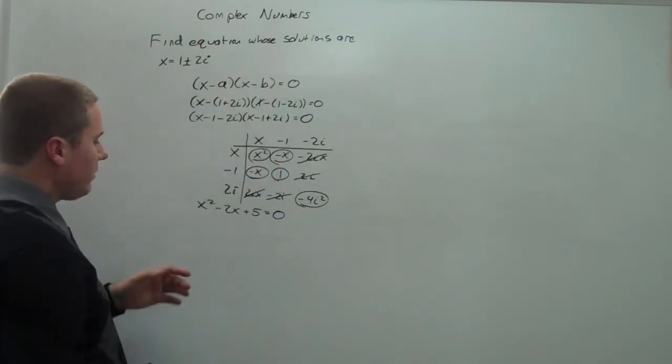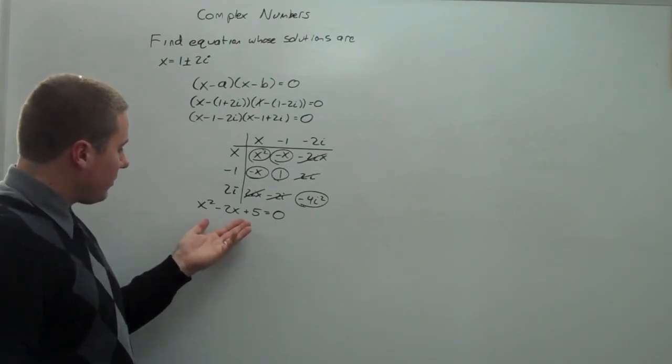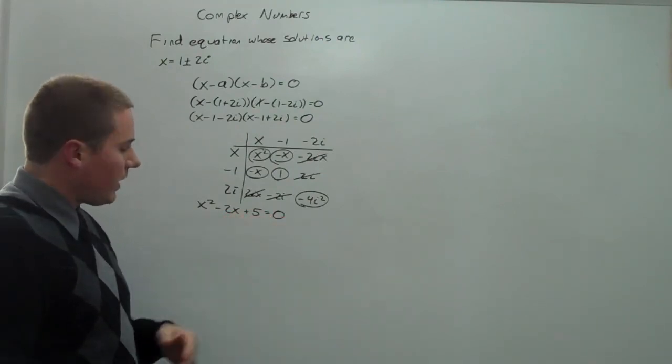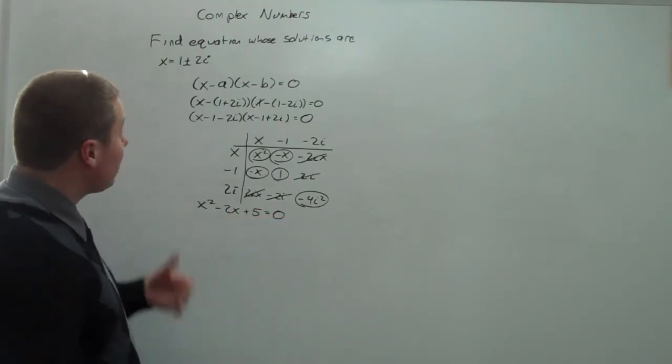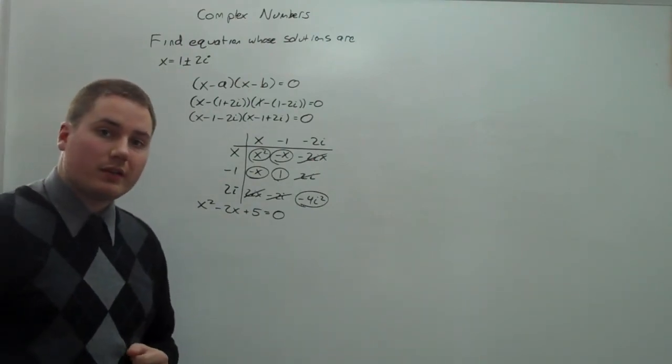Referring back to our original, we now have that the solution is x squared minus 2x plus 5. Sure enough, if you plug that into the quadratic formula, you get answers of 1 plus or minus 2i.